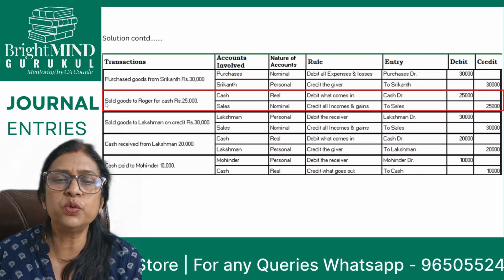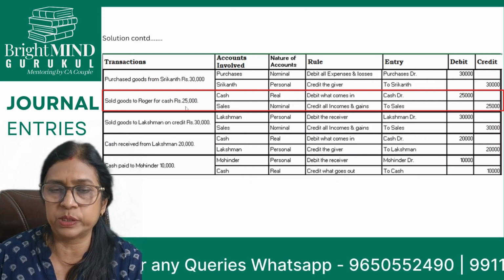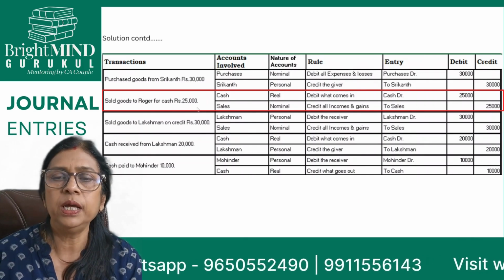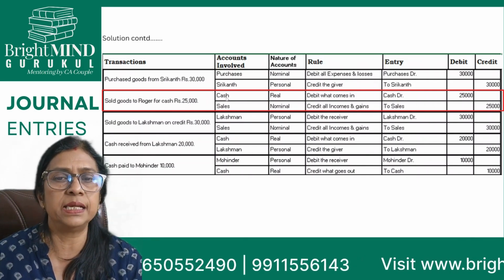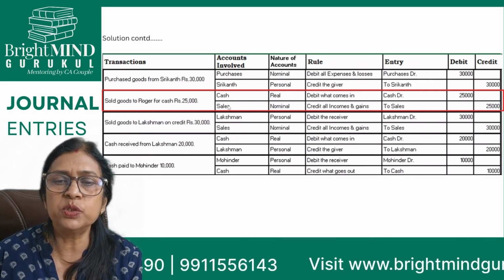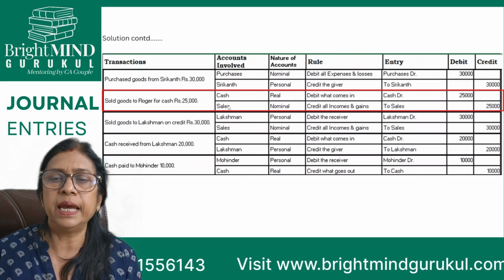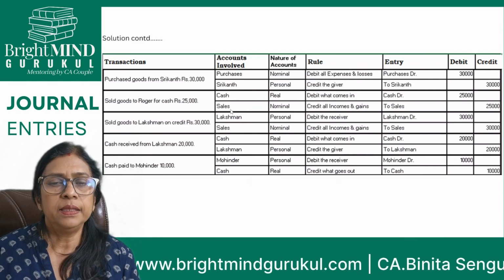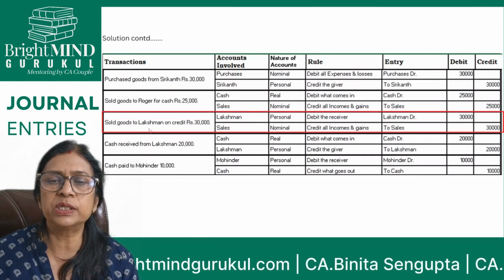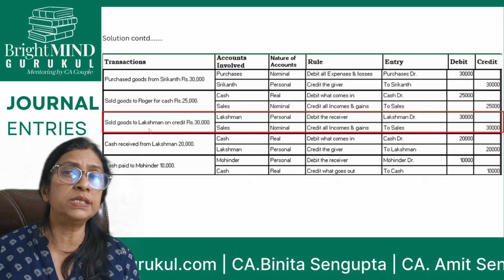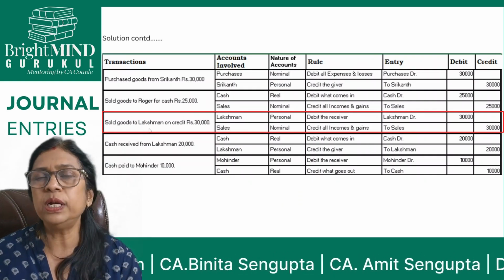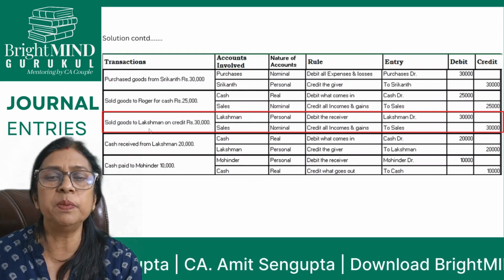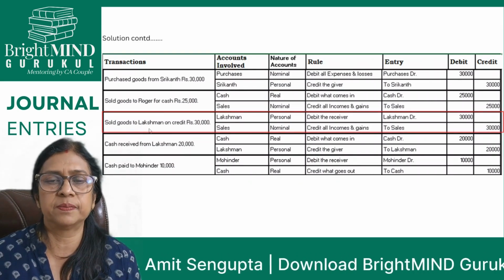Now sold goods to Roger for cash 25,000. Here because cash is mentioned, Roger will not be involved. Only cash and sales. Goods are being sold, so cash is coming in. Cash will be debit to sales. The next entry is sold goods to Lakshman on credit. Here because it is a credit transaction, Lakshman will come into the picture. So the accounts involved will be Lakshman debit to sales.